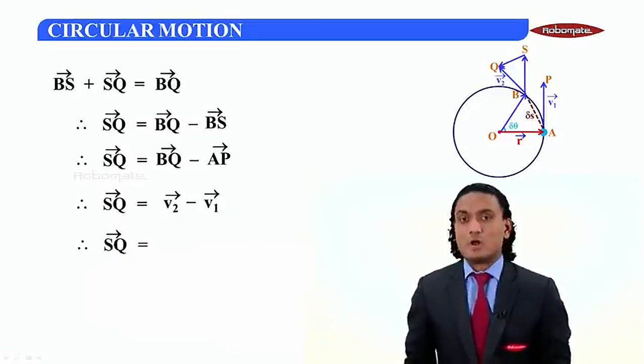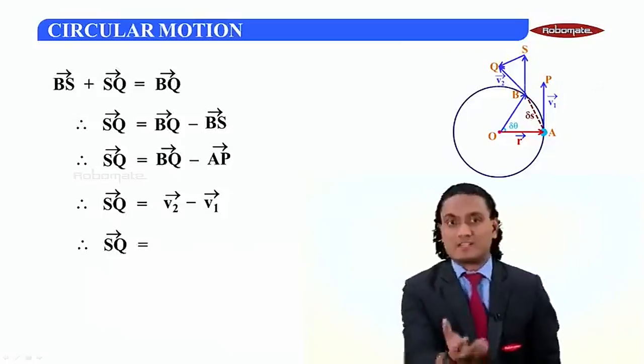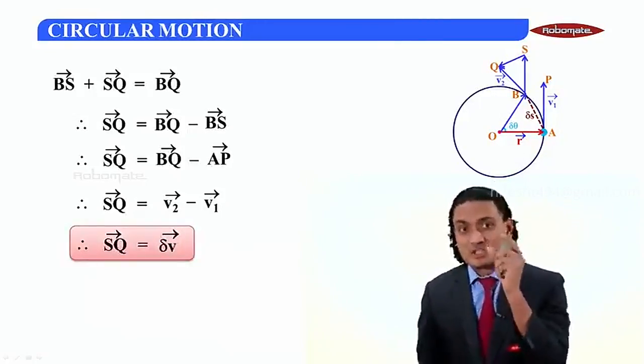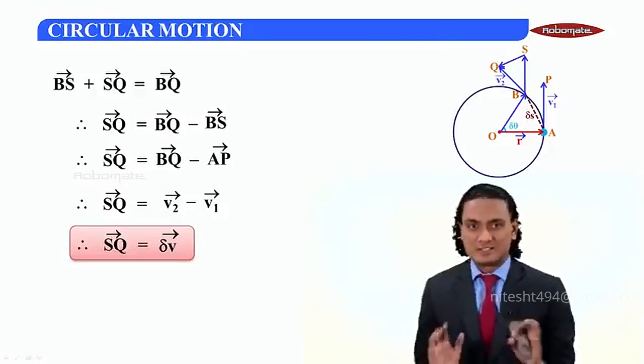Now students, we all know what V2 vector minus V1 vector is. It is a change in velocity, which is delta V. So SQ represents the change in velocity vector, delta V vector. This is clear to you.